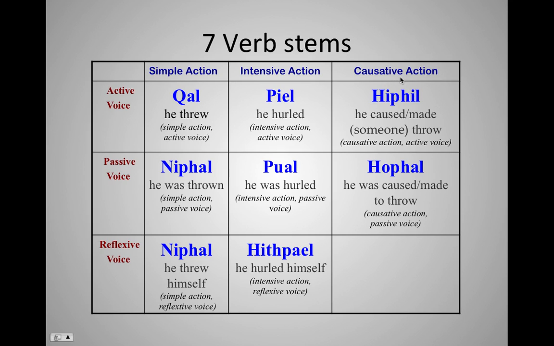Those are our causative action stems. So they're a little bit different. They actually have this sort of "caused to do something" extra word in our sentence to demonstrate the aspect of causative action. So Hifil is our causative action stem in active voice. So he caused someone to throw, or he made someone to throw. Again, in this sentence, there's sort of an extra step of action. Someone else is causing something to happen.